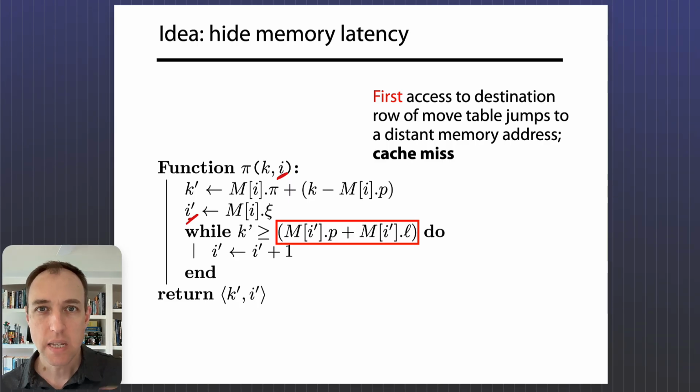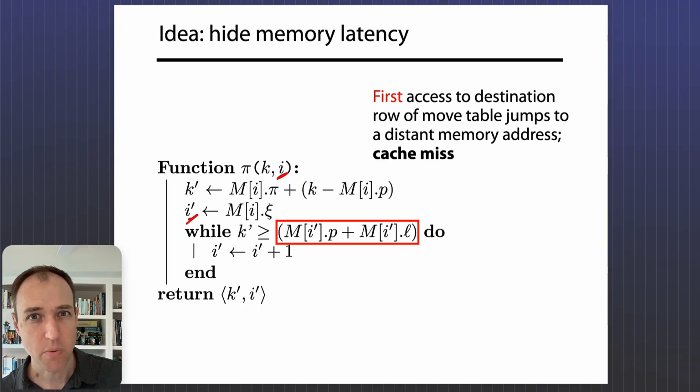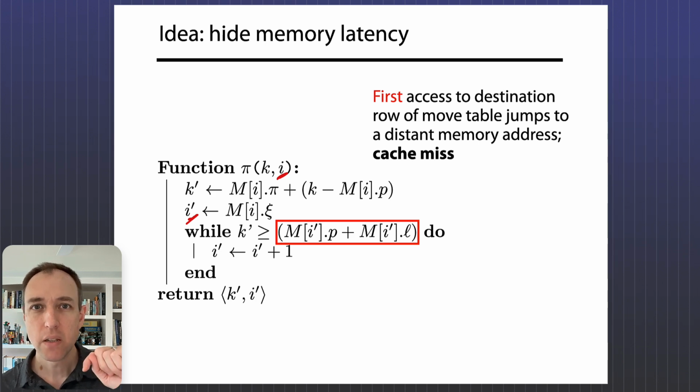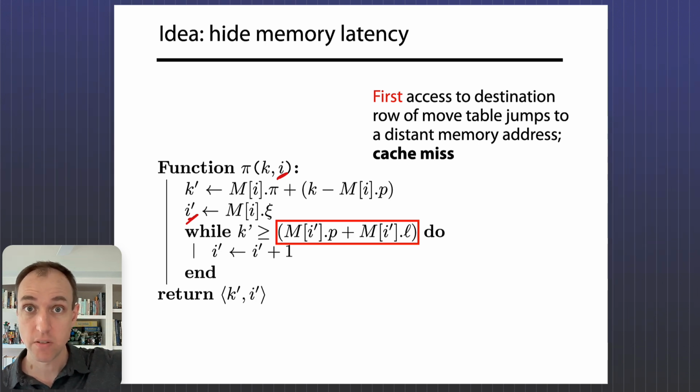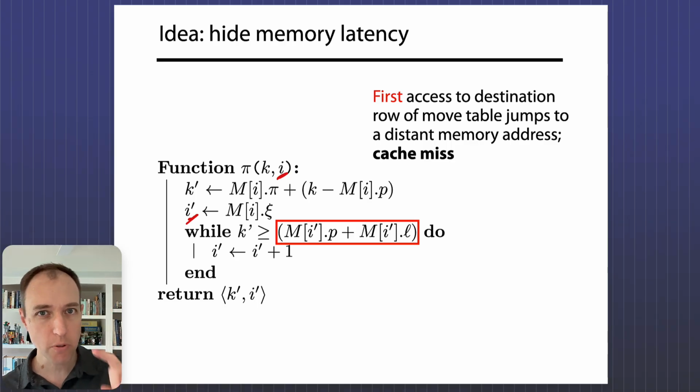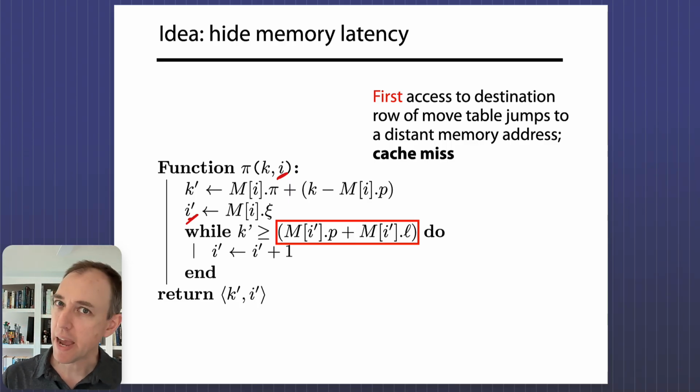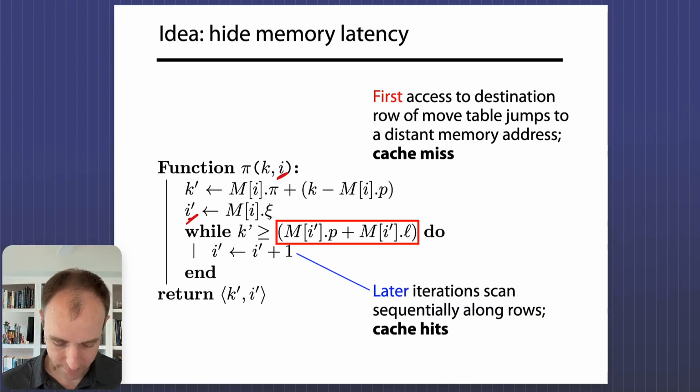So these memory accesses, the first time through this while loop, will be to a new distant place that, if our index is very large, has a low chance of being in the cache. It's probably not in the cache, it's probably in main memory. So the first time we hit one of these dereferences, where we were looking into row i prime in the move structure, that should be a cache miss most of the time.